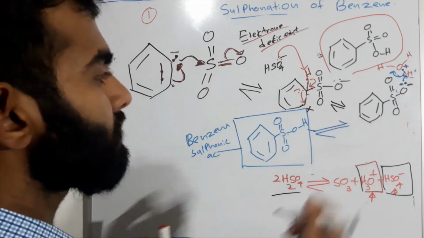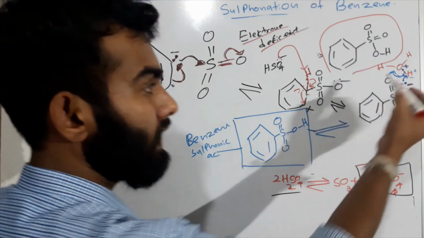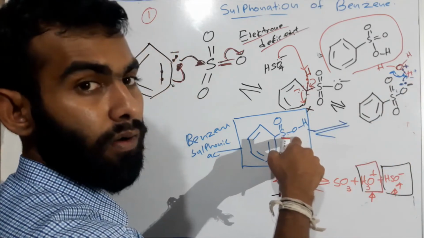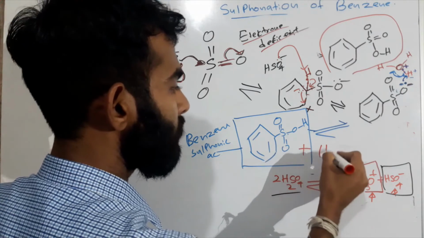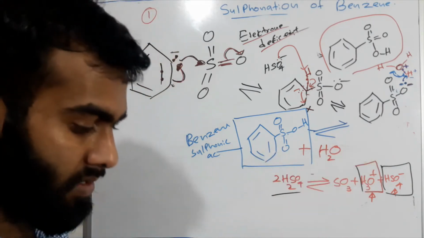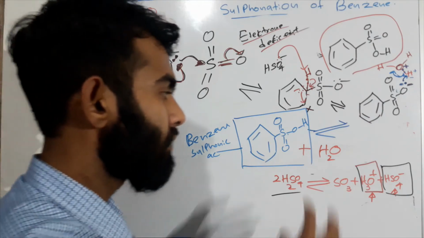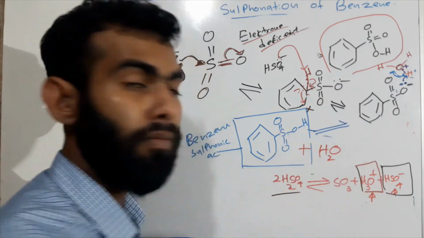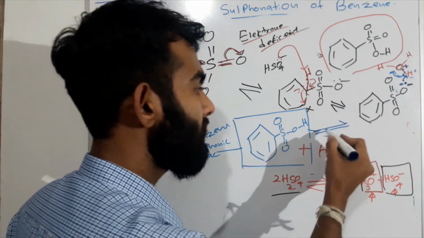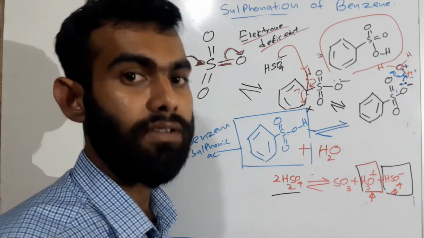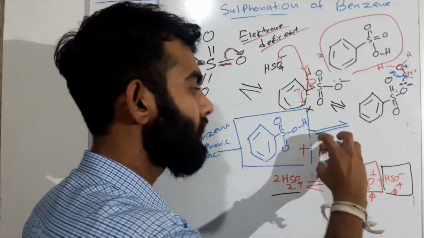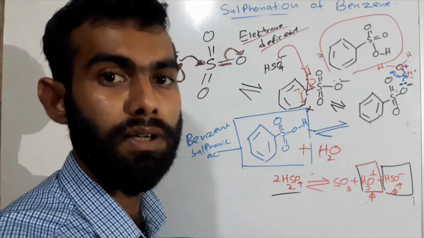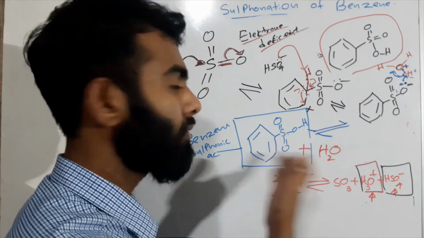All of these reactions are reversible. Now, what will be the next product? Here, the hydronium ion's hydrogen will bond to this oxygen. So the second product is water. So this is a reversible reaction. If we remove the forming water from the medium, the reaction will go forward according to Le Chatelier's principle. If you remove the producing water from the medium, it will produce more water. The reaction will go forward. That means sulfonation will happen.